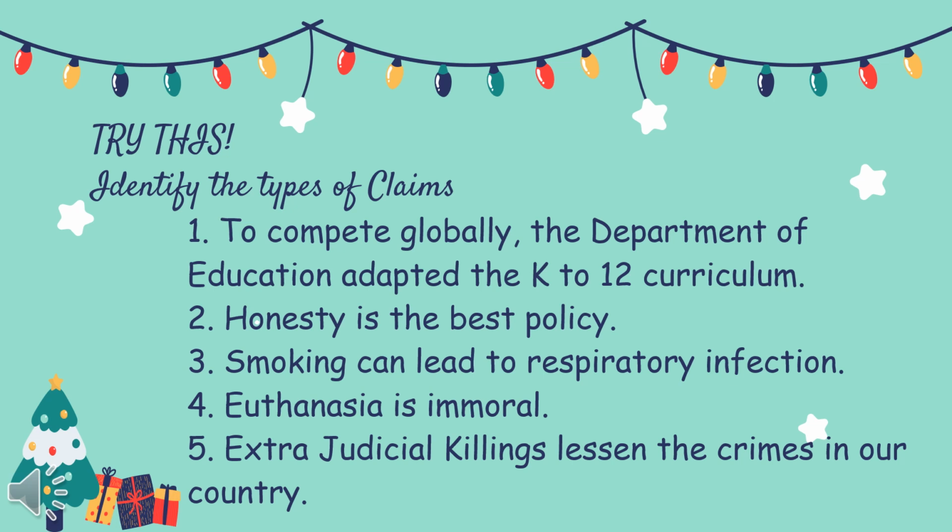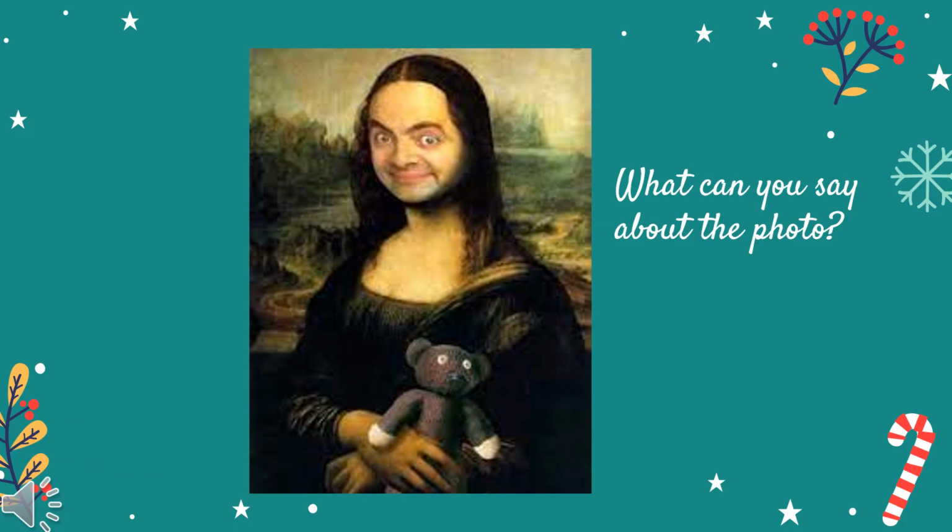Now, class, I want you to try this. You may simply comment down your answer. Just identify what type of claims are being indicated in the following sentences. First, to compete globally, the Department of Education adopted the K-12 curriculum. Second, honesty is the best policy. Third, smoking can lead to respiratory infection. Fourth, euthanasia is immoral. And fifth, extrajudicial killings lessen the crimes in our country. Good job, class, for answering the following set of statements.